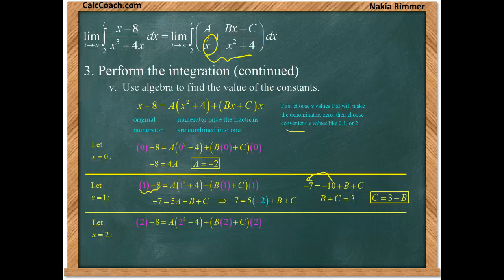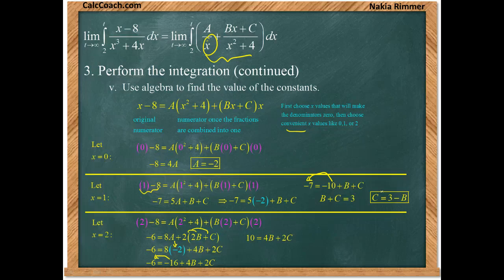Back to the original equation, 2 minus 8 now on the left-hand side. 2 squared plus 4 will be the coefficient on a, that's 8a. And then 2b plus c will need to be doubled. Distributing the 2 across, we get 4b plus 2c. Plugging in the fact that we know that a is negative 2, we end up with negative 6 is equal to negative 16 plus 4b plus 2c. Add the 16 over, we end up with 10. It's 4b plus 2c.